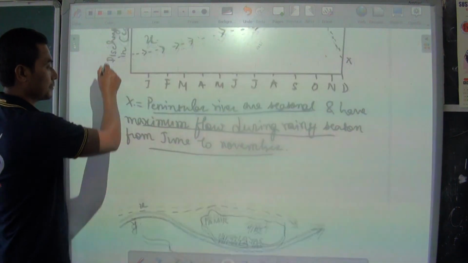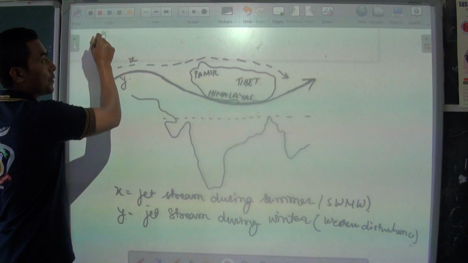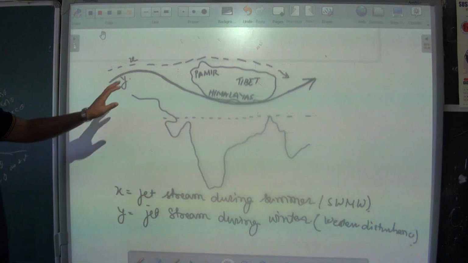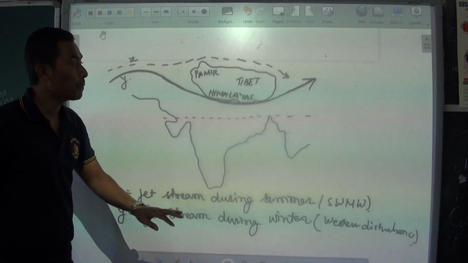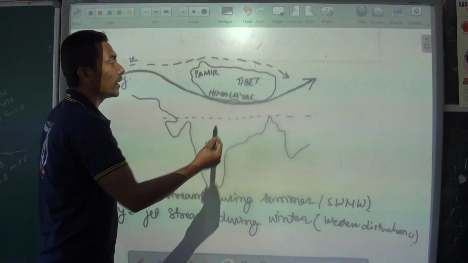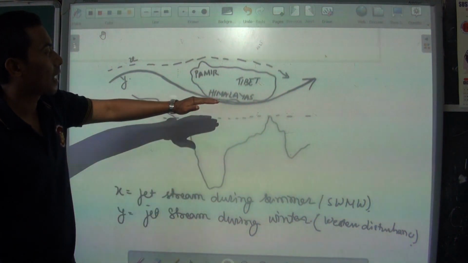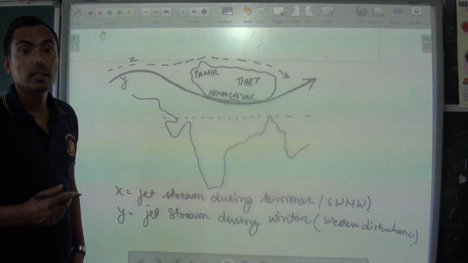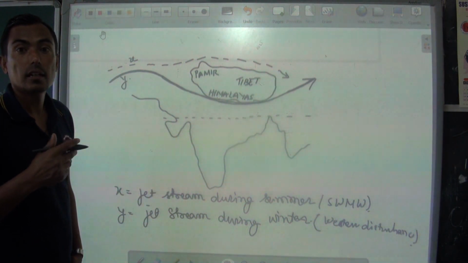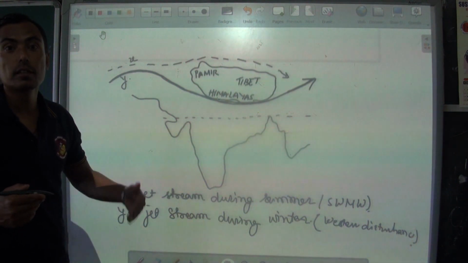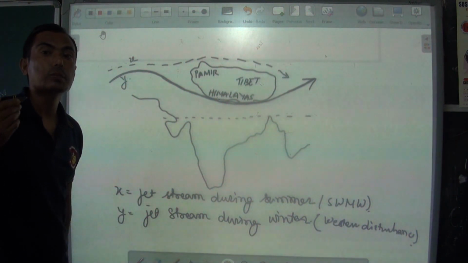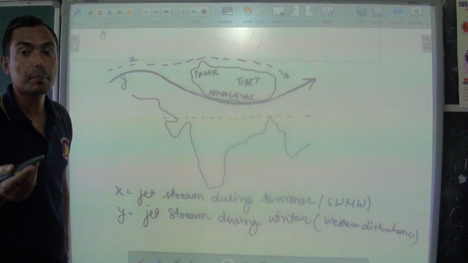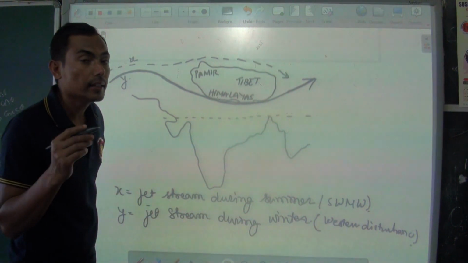Next, now if you look at this, this is just a sketch of India, and in between India and China lies the Himalayas. Clear? Now the Himalayas lie at the border between India and Nepal, as well as the border between Nepal and China, or Nepal and Tibet.